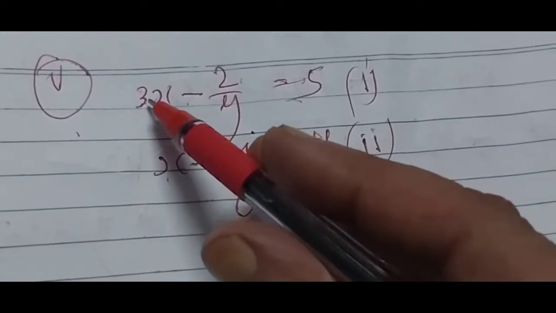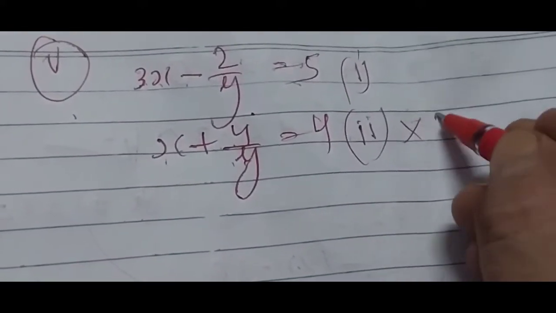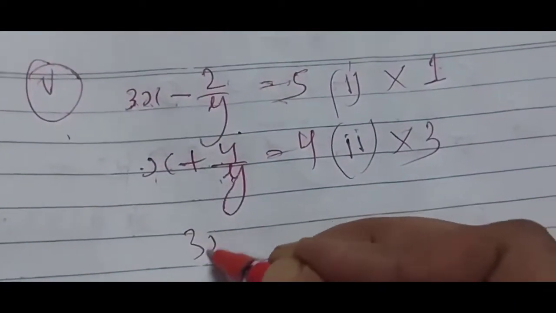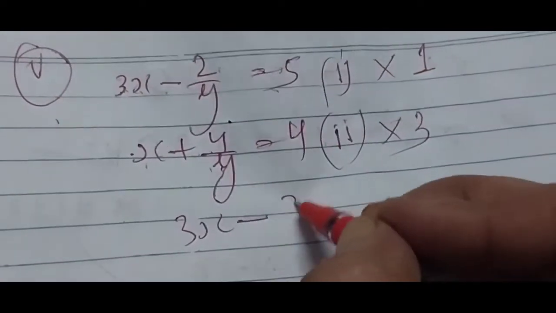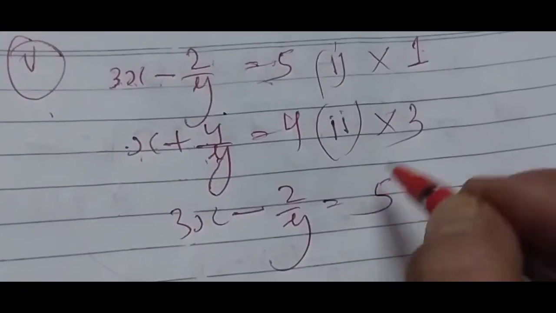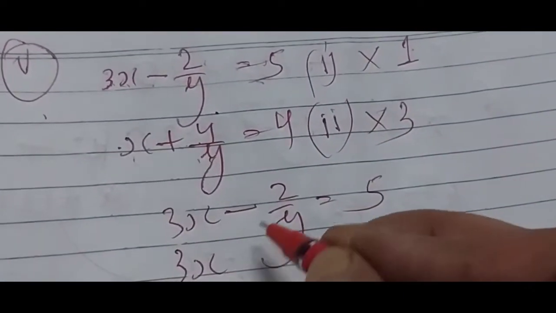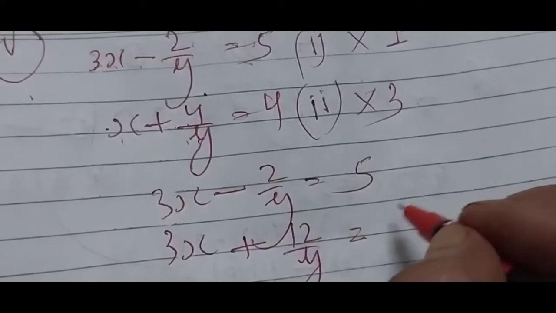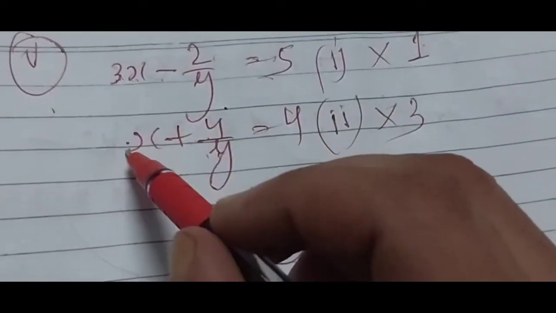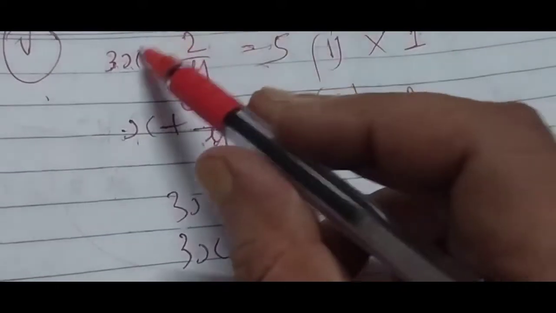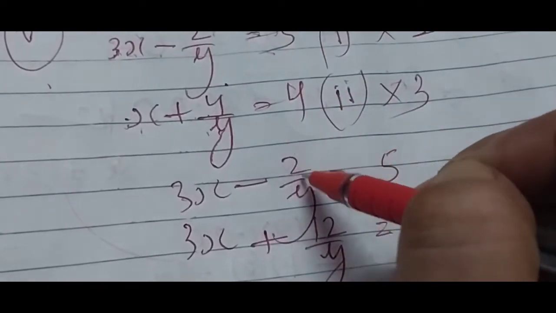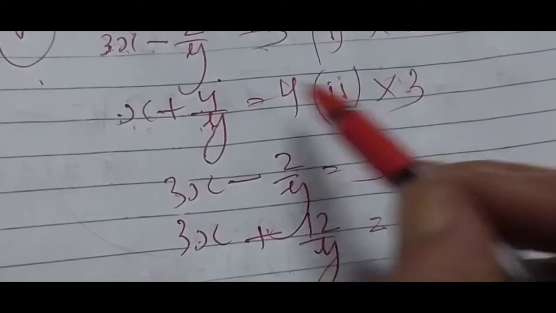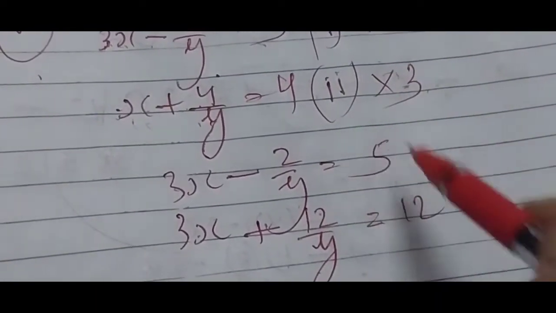Now what happens? Plus 3, we can write 3 here, and plus 1 goes up. Then 1 into 3x is 3x, 1 into minus 2 is minus 2 by y, and 1 into 5 is 5. Again 3 into x is 3x, plus 3 into 4 is 12 by y, equals 3 into 4 which is again 12. Now see, I have changed this number. 1 goes up, 3 goes down. 1 into 3x is 3x, 1 into 2 is 2 by y, 1 into 5 is 5. Again 3 into x is 3x, plus 3 into 4 is 12 by y, then 3 into 4 is 12.